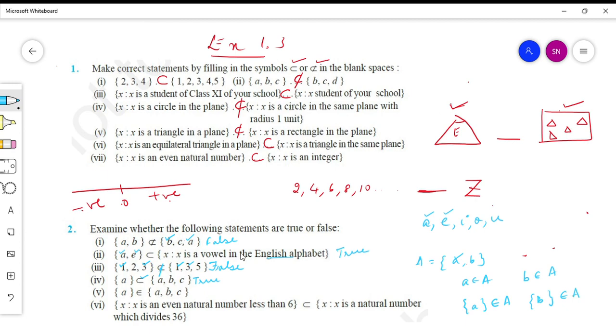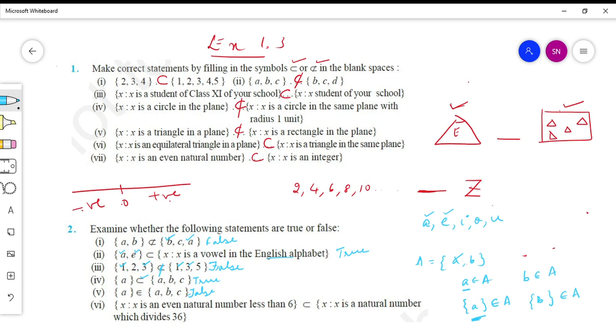Now understand the difference. This is an element. This denotation is for a set. A set cannot belong to a set, but an element can belong to a set. So therefore this entire statement is false. We are talking with regard to a subset, but they have given us an element.